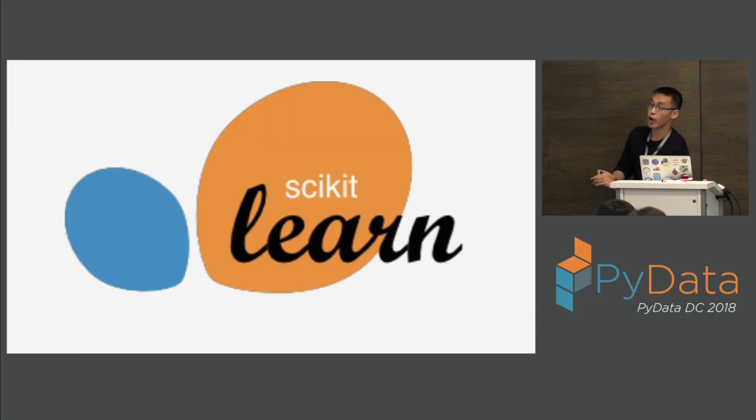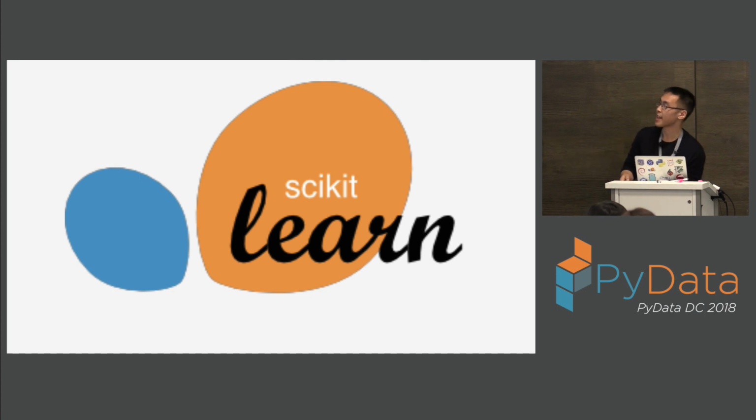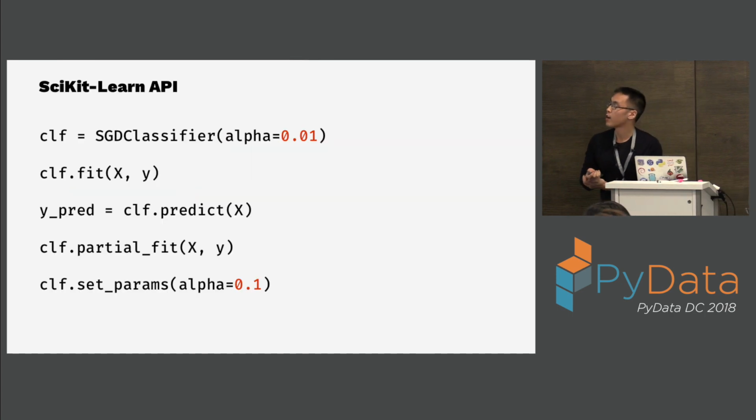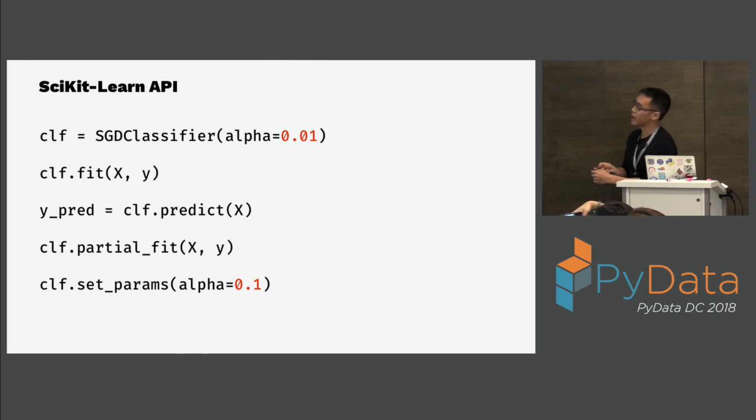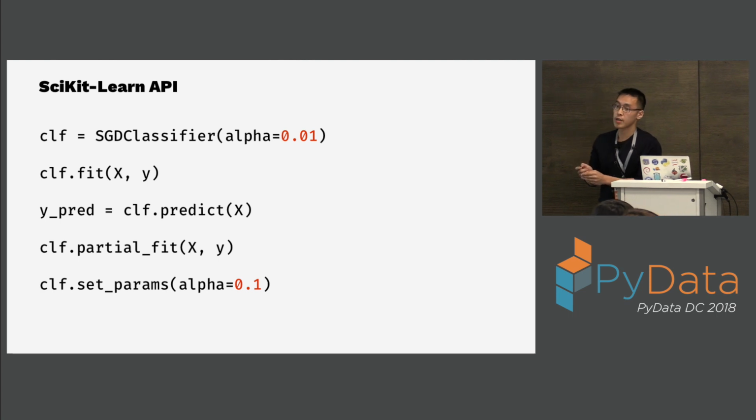How many of you have heard of Scikit-learn? Yeah, all of you, looks like. Scikit-learn provides a unified interface to define your machine learning algorithms. So in this case, you could define a stochastic gradient descent classifier. If you want to train it, you call fit. If you want to predict from it, predict. Some algorithms allow you to do online training, where you can continue training your algorithm, which you call partial fit. And specifically to scikit-learn, you could change the hyperparameters of your classifier by calling set params, right?